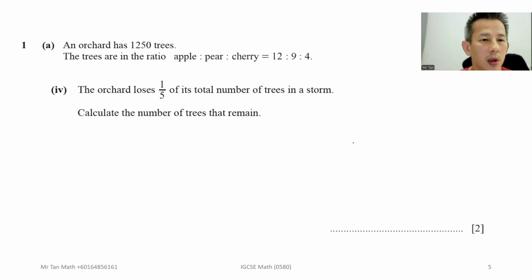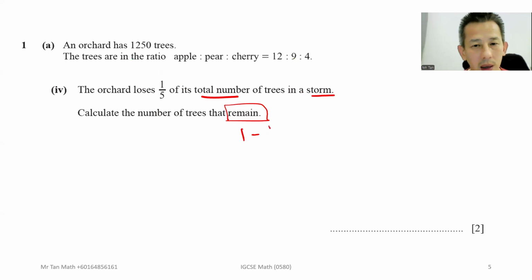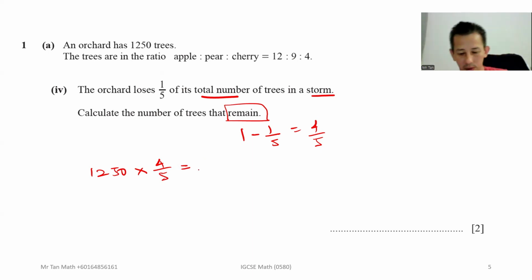Part 4. The orchard lost 1/5 of its total number of trees in a storm. Calculate the number of trees that remain. So the remainder is 1 minus 1 over 5, that is equal to 4 over 5. Therefore, you take 1250 times 4 over 5. You should get 1000.